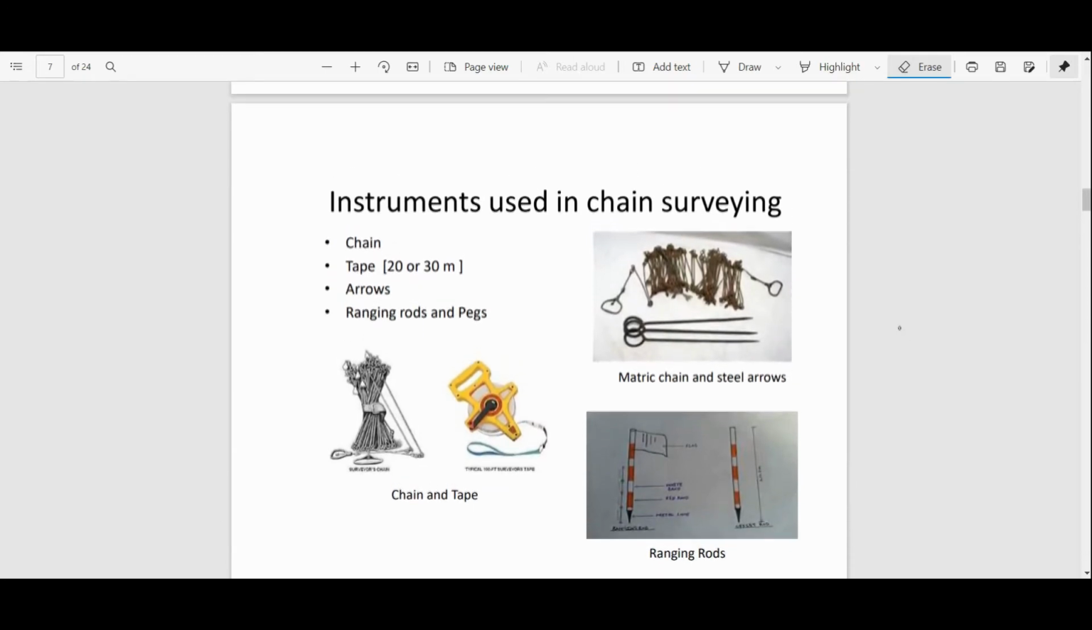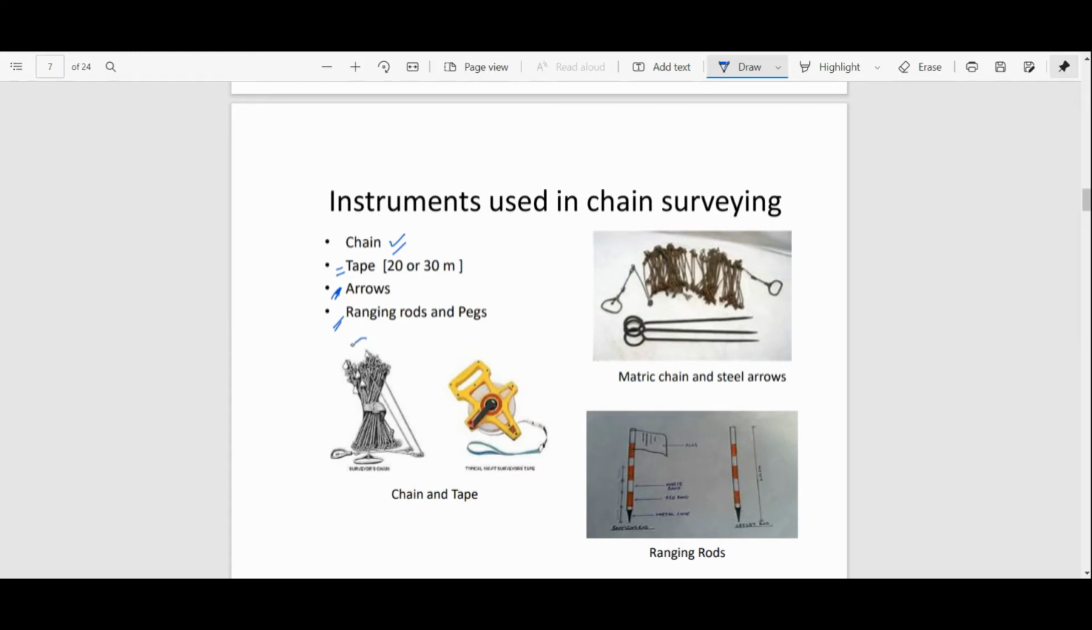Now this is very important: what are the instruments that we use for chain surveying? The first one is the chain itself. The chain comes in the market in either 20 meter or 30 meter. Similarly, the tape is there and that tape is available in the market with a range of 20 to 30 meter. And then we use arrows. Arrows are used for marking the station points. And ranging rods and pegs. Ranging rods are basically used for ranging purposes, which we will discuss in the next classes.